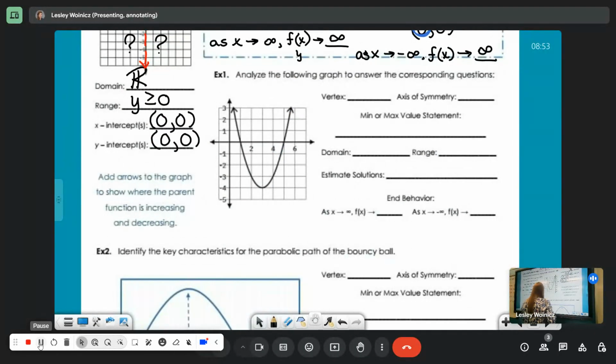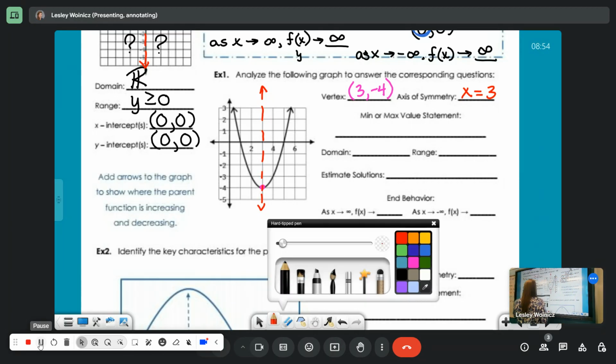All right, let's look at our first example. What is the vertex for this graph? It is 3, -4. 3, -4 is what we're looking for. Okay. The axis of symmetry is going through the vertex. X equals 3. X equals 3. Very nice. All right, now, the min or max value statement is not hard. It just tells you what the vertex is.